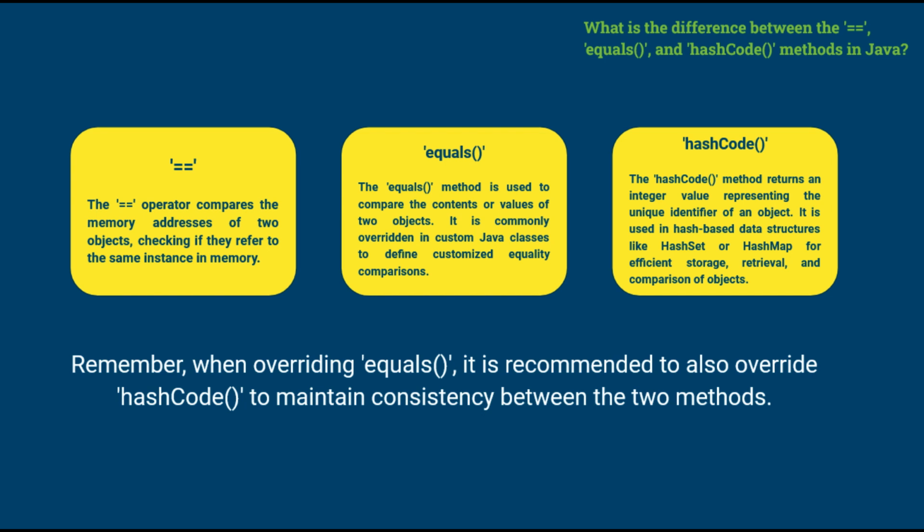The hashcode method returns an integer value representing the unique identifier of an object. It is used in hash-based data structures like HashSet or HashMap for efficient storage, retrieval, and comparison of objects. An important point to note here is that when overriding the equals method, it is recommended to also override the hashcode method to maintain consistency between the two methods.